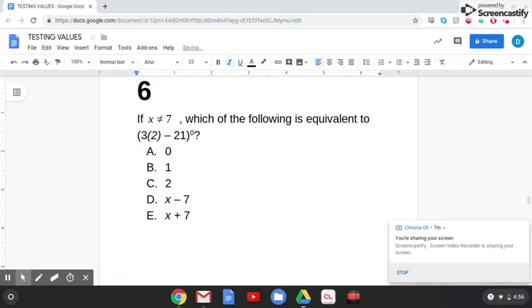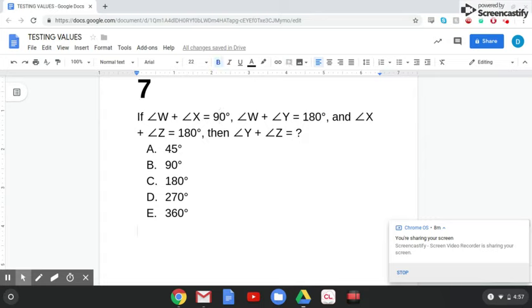Number 7, I'm running out of time here. If angle W plus angle X equals 90, blah, blah, blah. So let's just pick values for W, X, Y, and Z that work with the parameters here. So if we have angle W, let's just say W is equal to 40. And that would mean that X would have to equal 50 degrees, right? Now, they're telling us we just picked the number that this was equal to 40. So that means that angle Y here would have to be 140, right? Oops, 140.